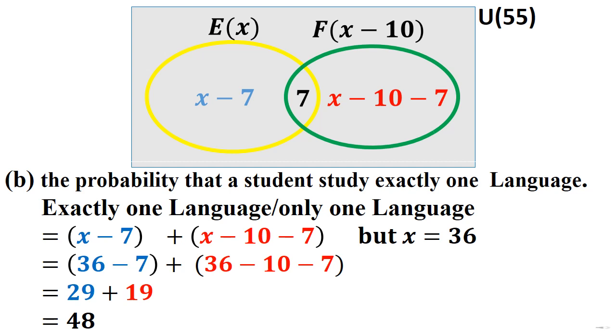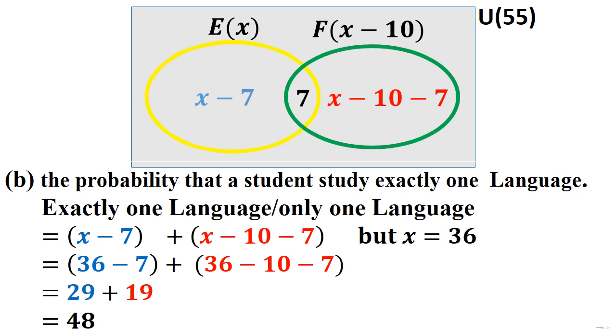36 minus 7 is equal to 29, and 36 minus 10 minus 7 is equal to 19. So we have 29 plus 19, and 29 plus 19 is equal to 48. So those who study exactly one language or only one language is equal to 48.